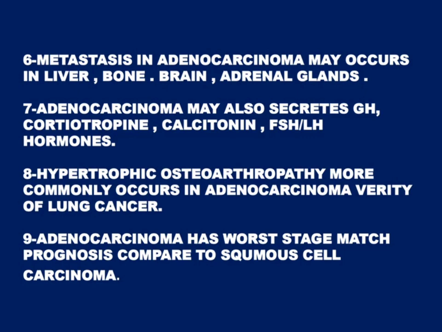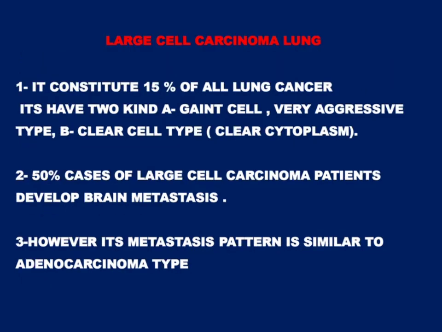Adenocarcinoma may also secrete growth hormone, corticotropin, calcitonin, follicle stimulating hormone, and luteinizing hormone. And because of these, certain features develop in an adenocarcinoma. Also, they show hypertrophic osteoarthropathy. Arthropathy more commonly occurs in the adenocarcinoma variety of lung cancer. Adenocarcinoma has a worse prognosis compared to the squamous cell carcinoma. Metastasis of adenocarcinoma, I have already told you.